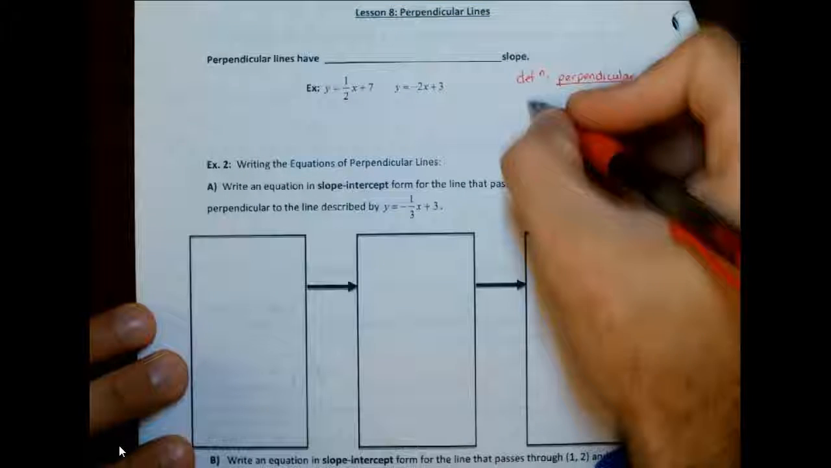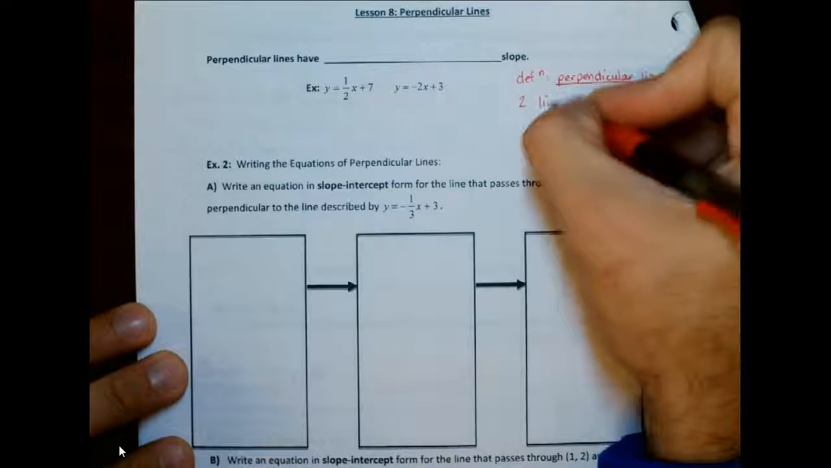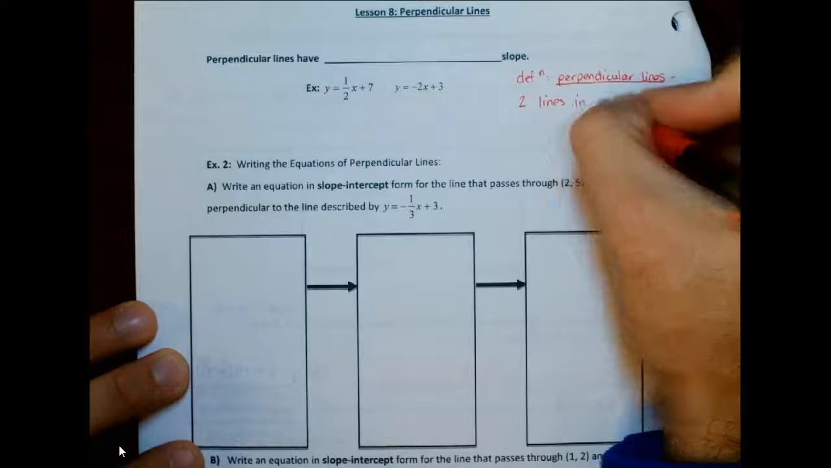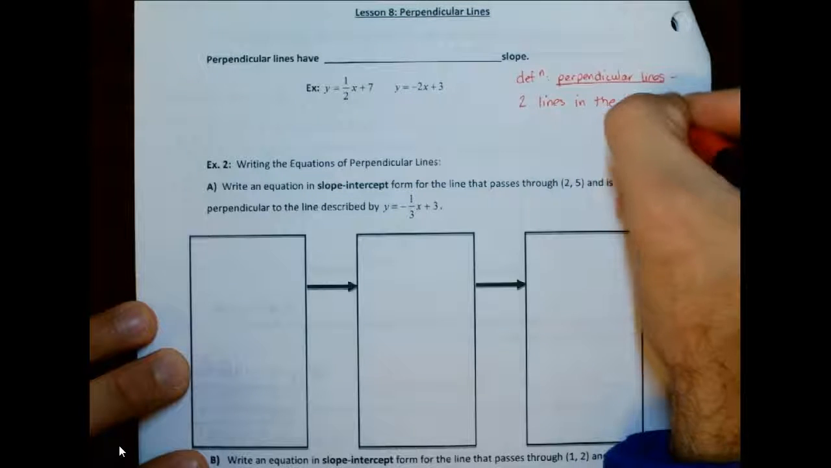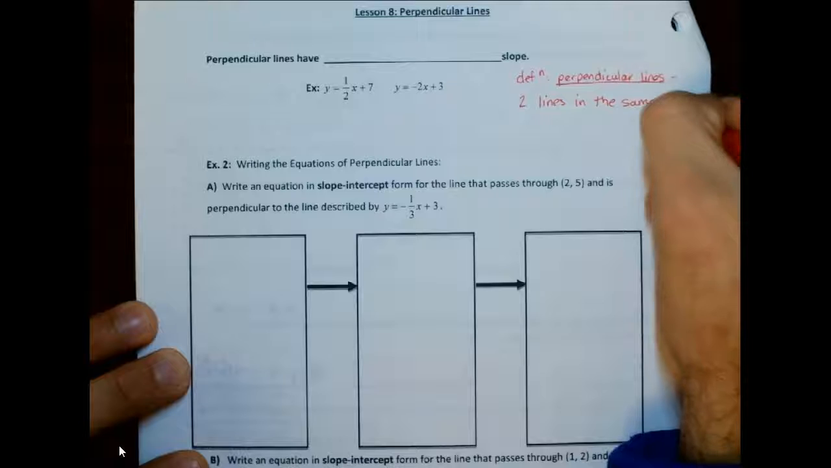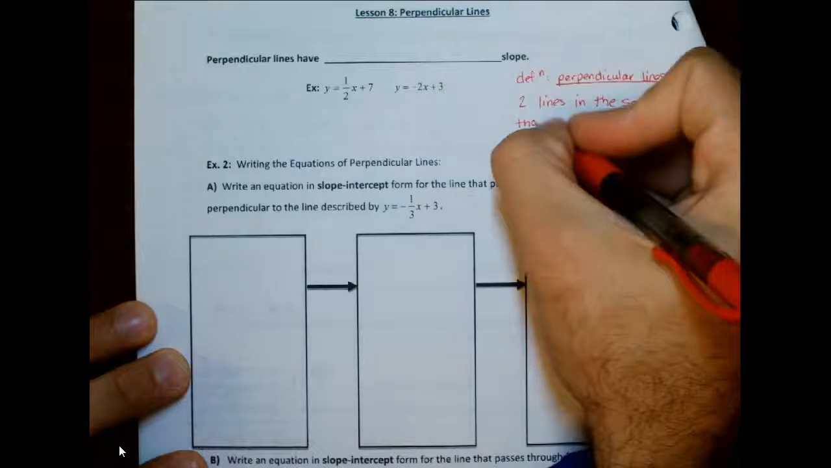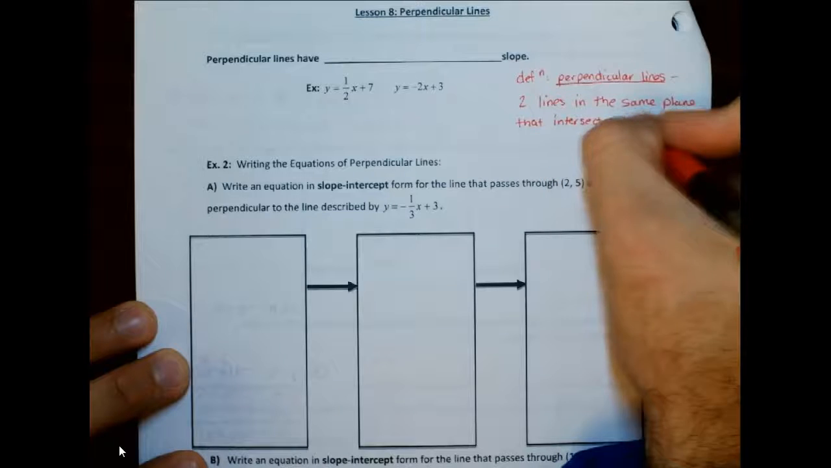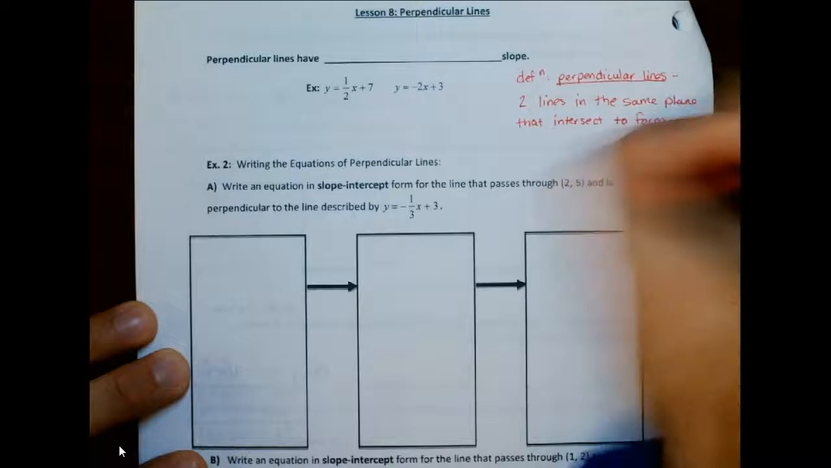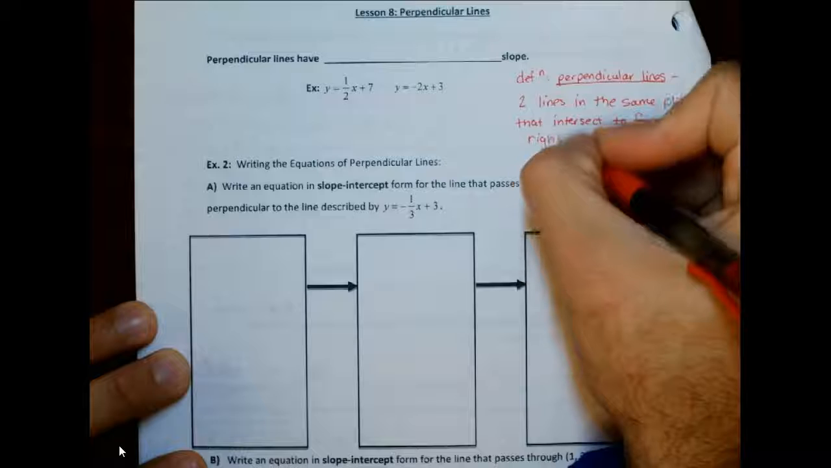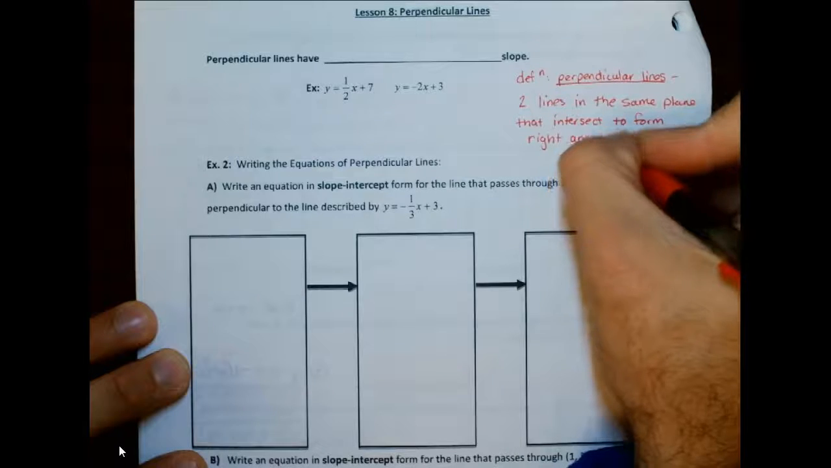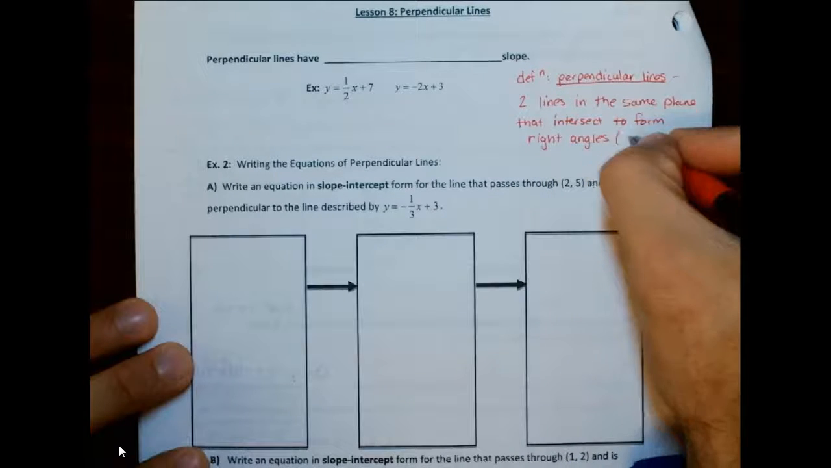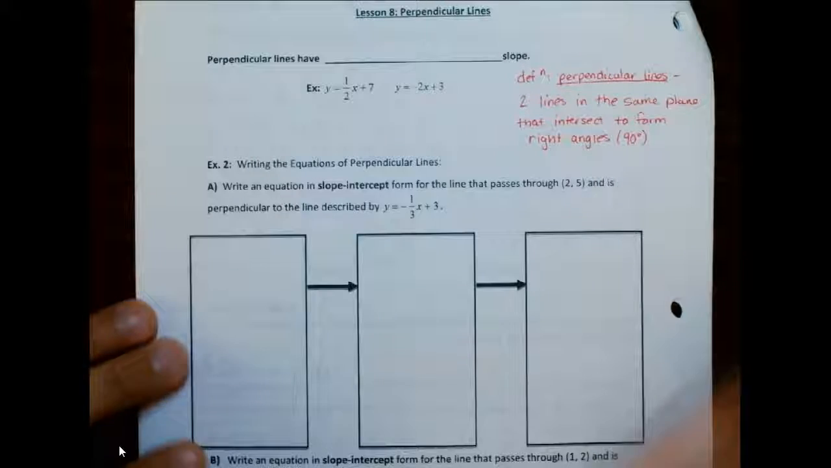So perpendicular lines are two lines in the same plane that intersect to form right angles. Remember, right angles are 90-degree angles.